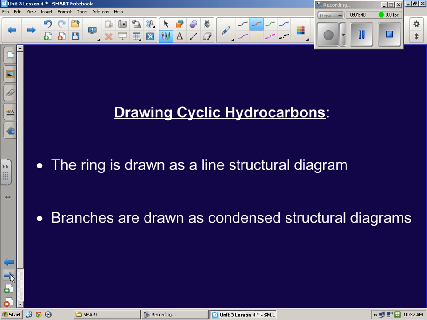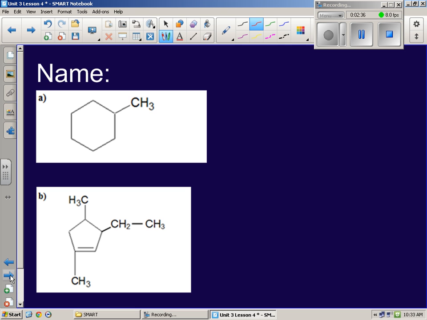To draw these, you're going to use line structural diagrams. Remember that mountain thing that we did a while ago? Well, we're not going to do mountains anymore because we're not going to go up and down, because we're going to join them in a ring together. So we're going to be thinking of things like triangles, squares, pentagons, hexagons, heptagon, octagon. Step into the octagon. I heard it once. Decagon. That's tough to draw. Okay. Branches are condensed structural diagrams. So condensed is what we did, CH2 dash CH2 dash CH2 dash CH3 kind of stuff. That's condensed structural diagrams. They kind of look like this here, of course.